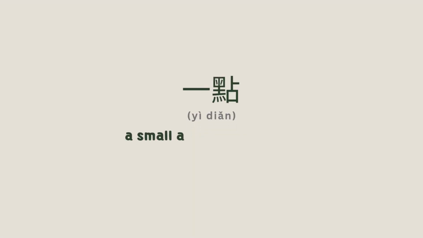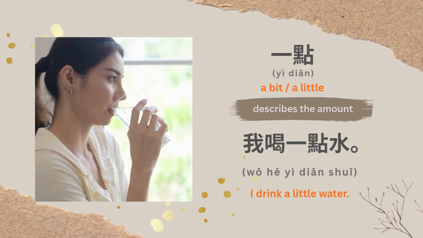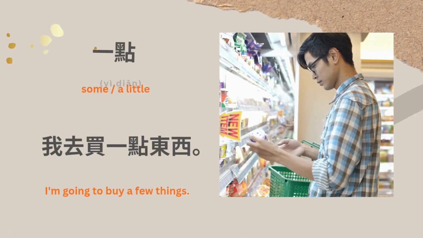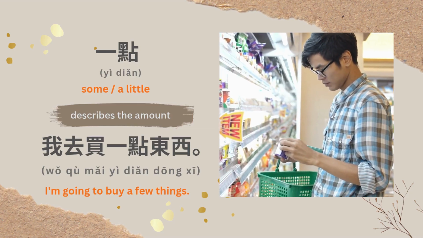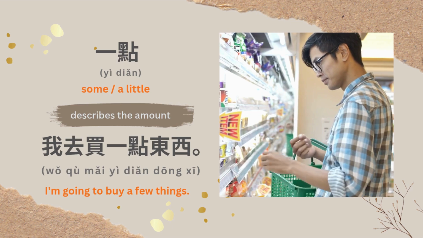Let's start with 一点. A simple way to think about 一点 is a small amount or degree. It can describe how much of something there is, or how much of a quality or feeling there is. For example, 我喝一点水. I drink a little water. Here, 一点 describes the amount of water. And here's another example. 我去买一点东西. I'm going to buy a few things, or I'm going shopping. Again, 一点 is describing the amount.